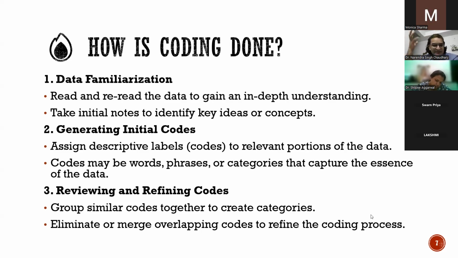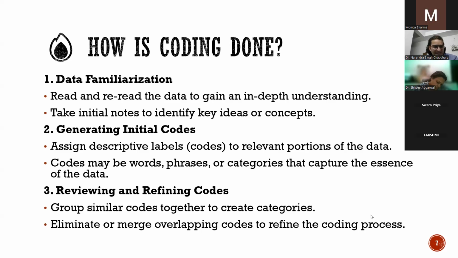So the initial themes or initial codes are somewhat already there in your mind, that largely people are talking about these particular things, these particular factors or phenomena. Now, take initial notes to identify key ideas or concepts that people are talking about. These are the generic ones, which everybody is talking about.